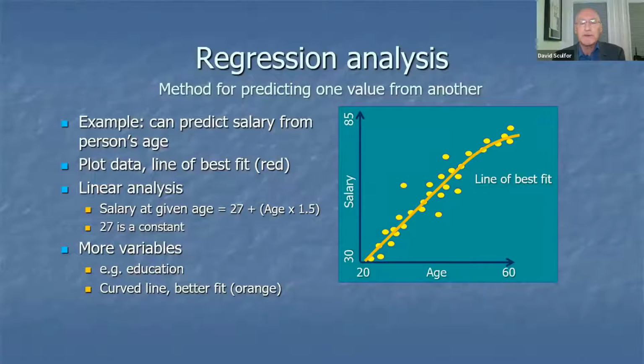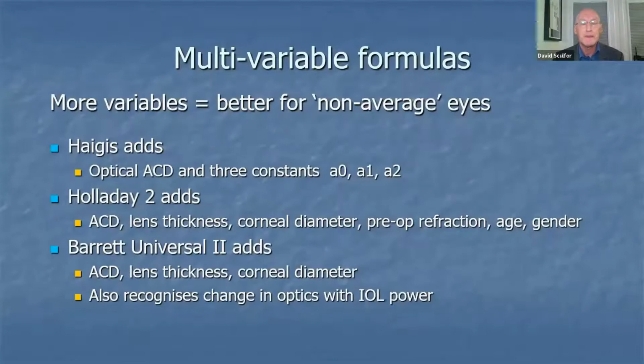So the more variables we throw into the formula, up to a point, the better the prediction. So multivariable formulas, where you're using more than just axial length and keratometry, are undoubtedly better for non-average eyes. For an average eye, which has an axial length of about 23.5 millimeters and axial keratometry around 43 diopters, all the formulas, even the very early ones, will actually give you pretty good results because they are average eyes. But if you've got a non-average eye, then you really need to put in some more variables.